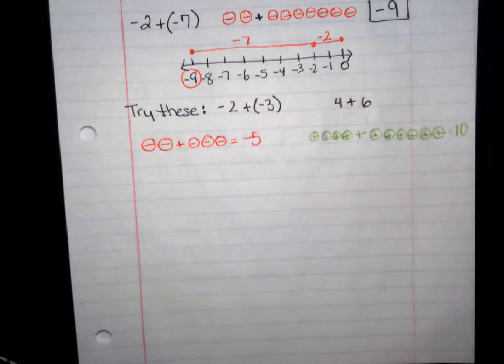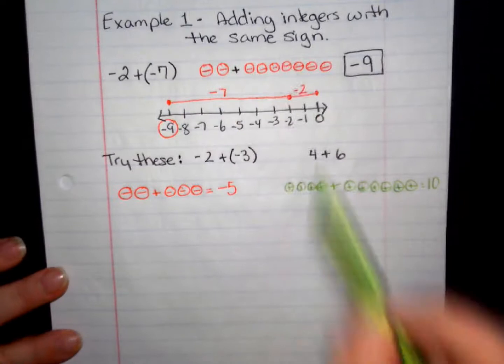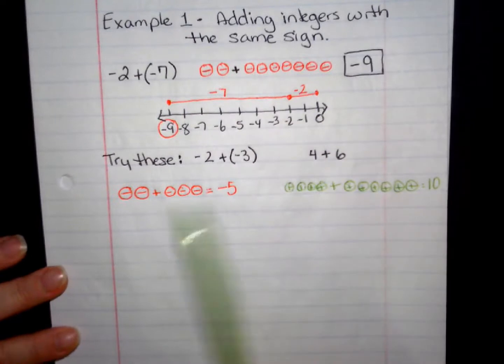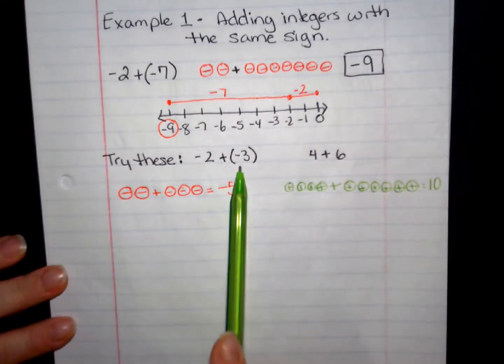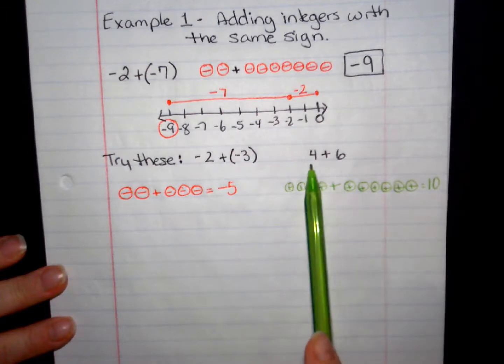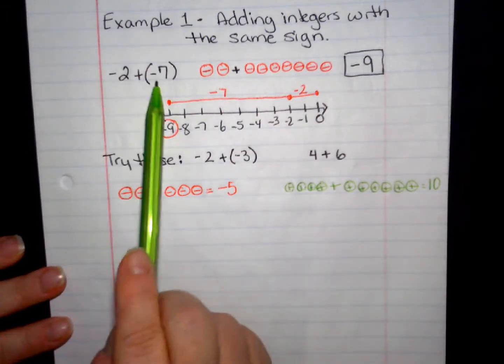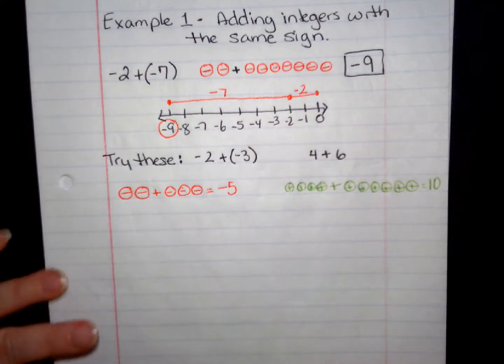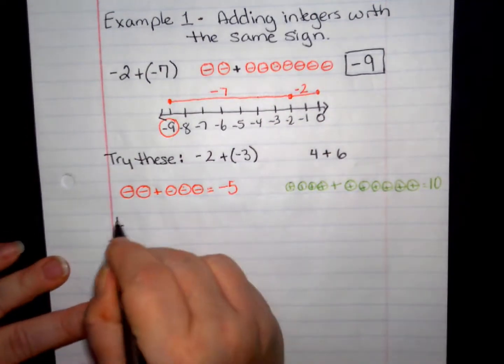Okay, now we're going to model with a different, so that was with the same sign. Notice in both times our numbers have the same sign, -3, -2, +4, +6. Our first example was -2, -7. So notice that they were both the same sign. Now we're going to model when they have different signs.